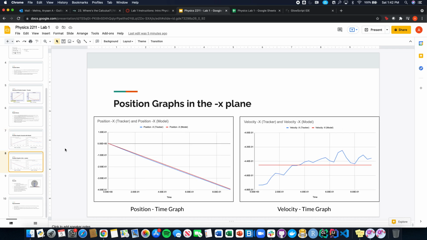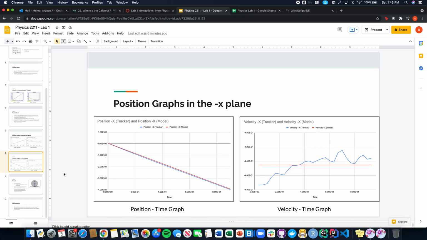When considering a negative x plane, it's important to understand that we're moving in the opposite direction. In this case, we're moving in the negative x direction. As a result, two key observations are that the magnitude of the velocity actually remains the same, but the velocity vector, because we're moving in the negative x direction, will also be negative. As a result, you can see that the velocity values are negative because we're moving in the opposite direction.